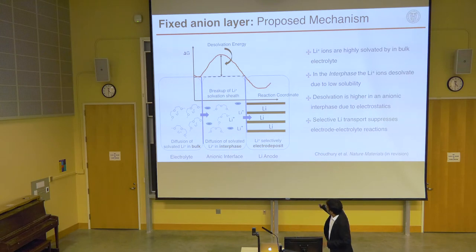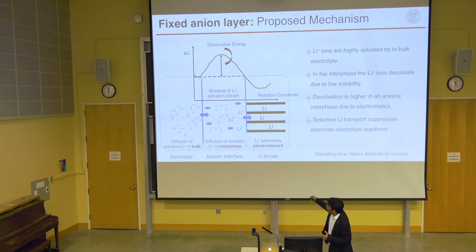So here, on the right, I'm showing you the lithium metal anode, right? And this is the anionic interface on the anode, and this is the bulk electrolyte. In the bulk electrolyte, all lithium ions are solvated by these electrolyte molecules. And once they go towards the lithium metal, they desolvate in this interfacial layer. So the solvent molecules leave the lithium ions. The lithium ions can preferentially go towards the lithium metal, right?